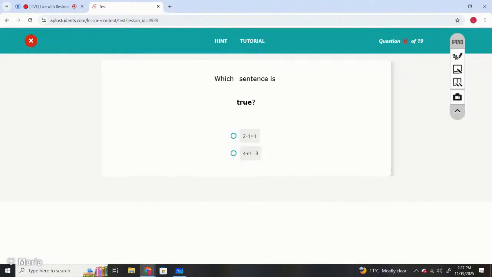Which sentence is true? 2 minus 1 equals 1 and 4 plus 1 equals 5. So which is the correct option?